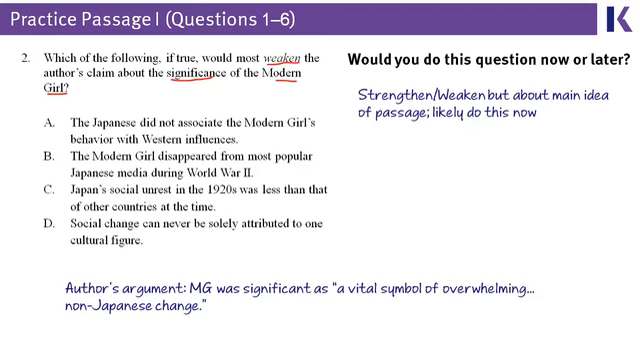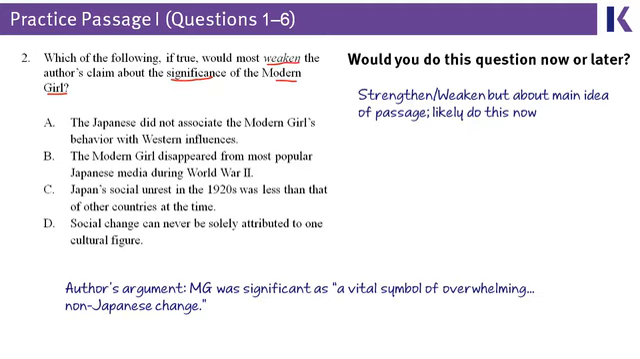So looking through our answer choices, A, if Japanese women did not associate the modern girl's behavior with Western influences, that would definitely weaken the author's claim about the significance of the modern girl. If Japanese people didn't think that the modern girl represented Western influences, the modern girl wouldn't have been able to be a part and be a symbol of the change to Western behavior. So A seems like it's going to work for us for a correct answer. Let's check out the other answer choices real quick just to make sure though.